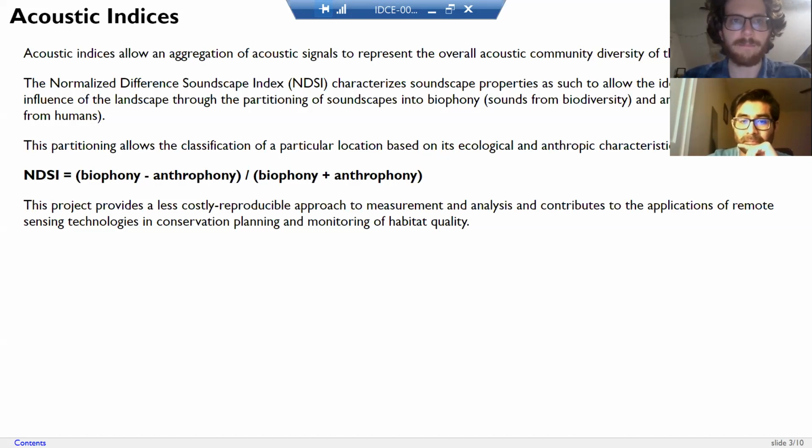Now for NDSI, it breaks down similar to NDVI and other more common remote sensing indices. That'd be biophony minus anthrophony divided by biophony plus anthrophony. So as a result, you get values close to 1 when there's a lack of human influence, and a value close to -1 when there's a lot more human influence. The advantage to using sound indices in biodiversity studies is that it's a less costly, reproducible approach to measurement and analysis, and it allows us to contribute to the applications of remote sensing technologies and conservation planning and monitoring of habitat quality.